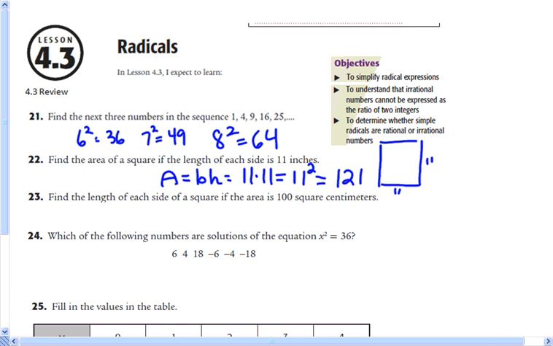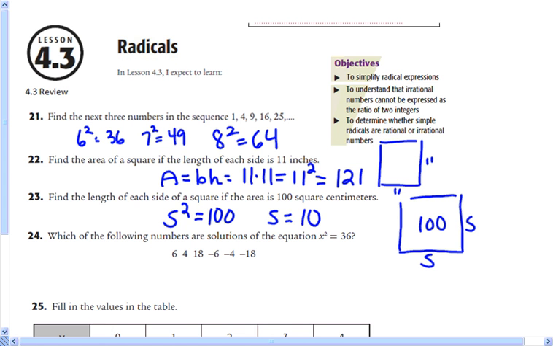Number 23, find the length of each side of the square if the area is 100. So in this one, we have a square. We know the area is 100, and we know that we can multiply the side by the side to get that. So side times side, or side squared, equals 100. So we're trying to think of what number multiplied by itself equals 100. And that is 10. 10 times 10 is 100.